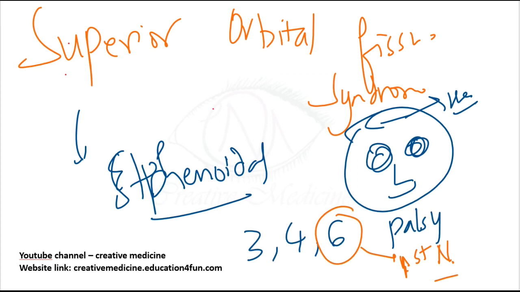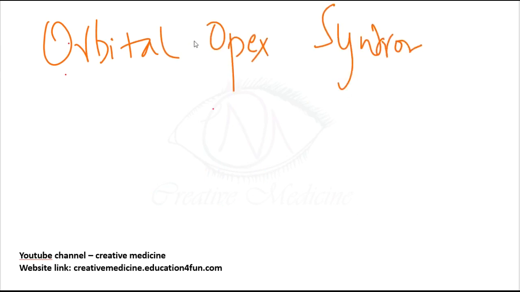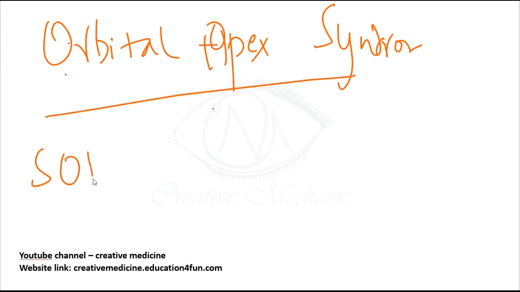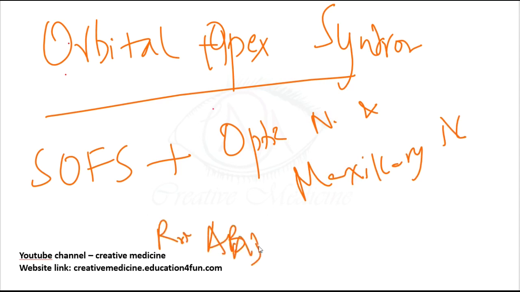Then the next important complication is orbital apex syndrome. What is this orbital apex syndrome? It is superior orbital fissure syndrome along with involvement of the optic nerve and also maxillary nerve involvement, then we call it orbital apex syndrome. The treatment of orbital apex syndrome is that you should give antibiotics, analgesics and nasal decongestant to the patient, and even surgical decompression should be done. So this is orbital apex syndrome.